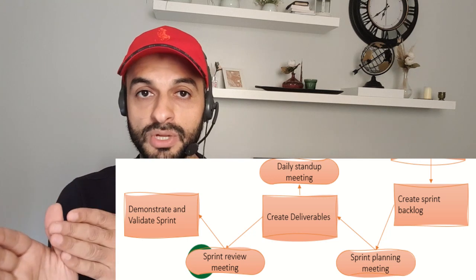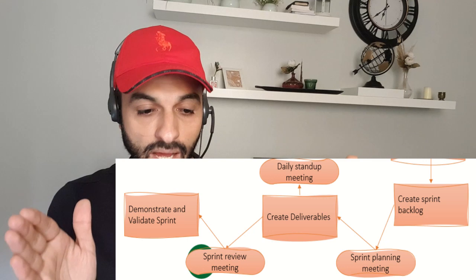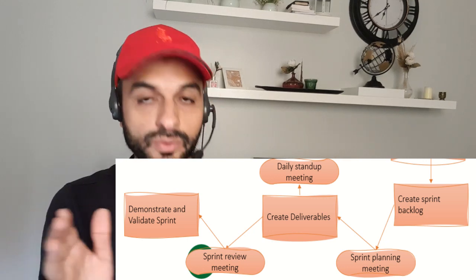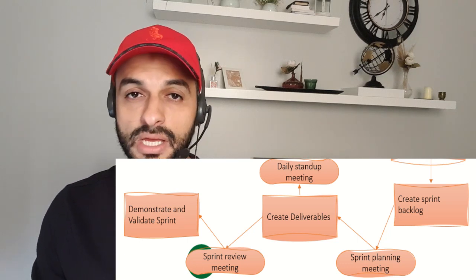Before the sprint, you make sprint planning. After the sprint, you make a sprint review meeting. And after that, you validate the sprint. You submit the sprint to the customer to make sure it's accepted.